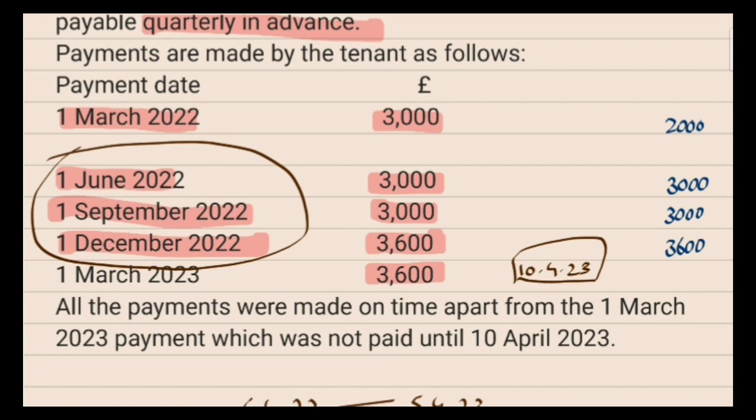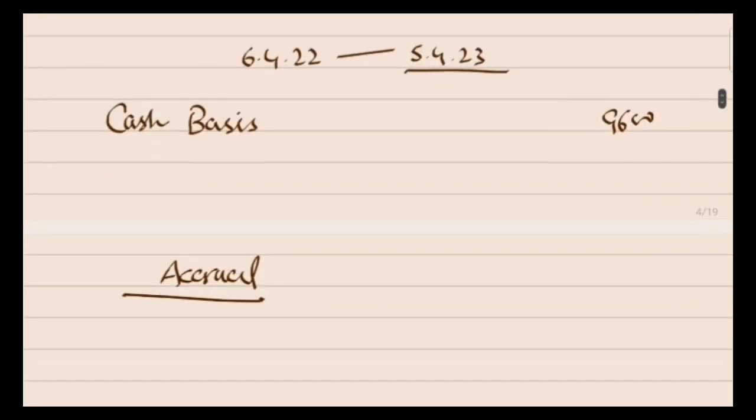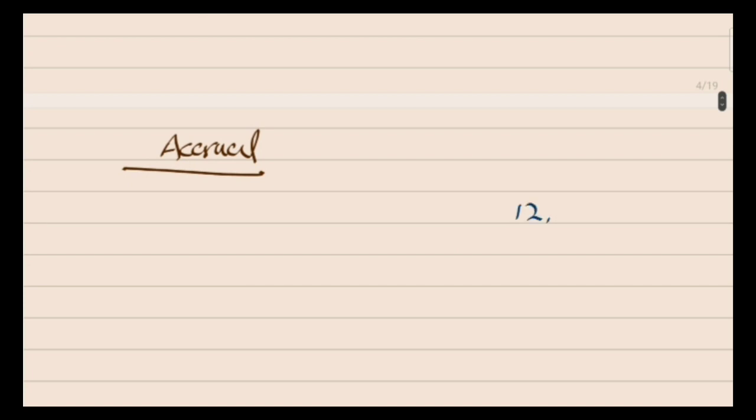But the rent of 3600 paid on 1st March is for the months March 23, April 23 and May 23. So we have to consider only the March month rent. Why so? Because April 23 and May 23 belong to the next tax year, right? So in that case we have to consider the rent of only 1200. So all these rents in total would be 12,800, and 12,800 of this rent would be recorded as your income on accrual basis.